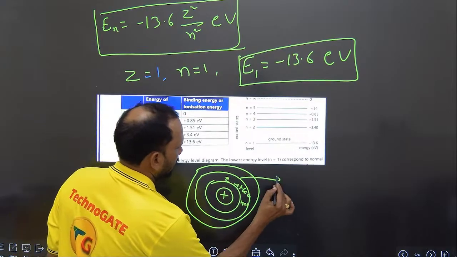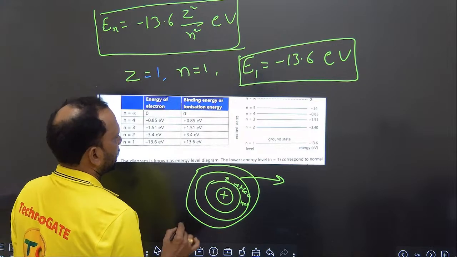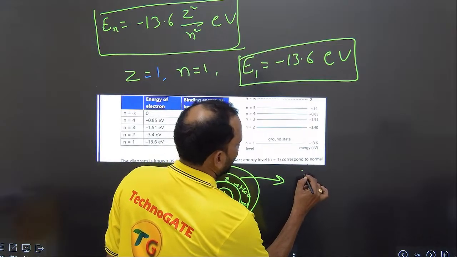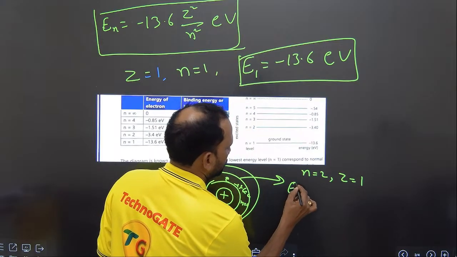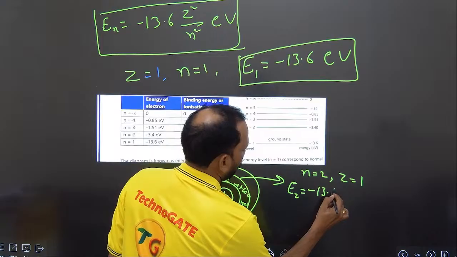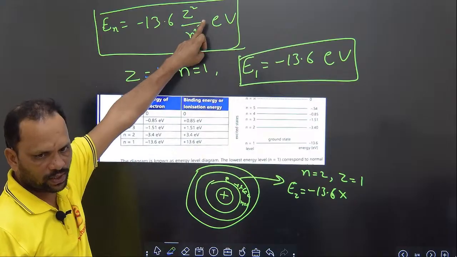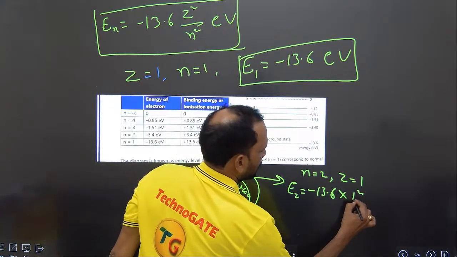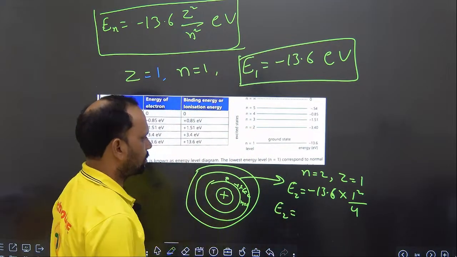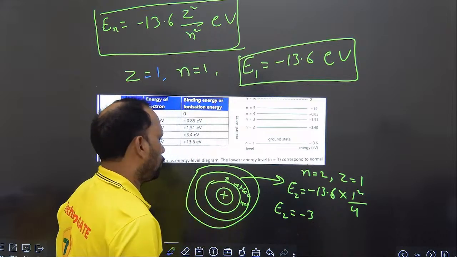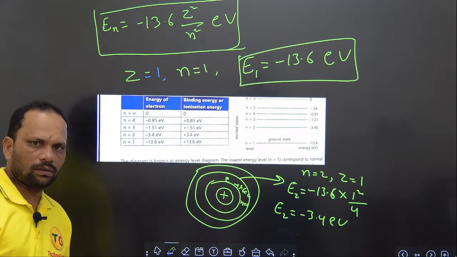Then what about the second orbit? How much energy does the electron have in the second orbit? Right. So the second orbit means N is equal to how much? 2. Z is equal to how much? 1. E2 is equal to minus 13.6 into Z square by N square. Z is 1, so 1 square by 2 square, that is equal to 4. That value is approximately minus 3.4. What is the energy of the electron in the second orbit?